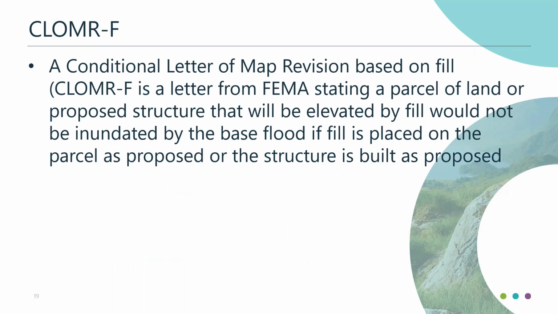A CLOMR-F is a conditional letter of map revision based on fill, similar to a LOMR-F. It's basically FEMA's statement that conditionally, if the fill was placed, this is what the outcome would be if it was actually built as proposed. Again, it's the same purpose. You go and place some fill in there, and you're trying to get that property or structure out. This is a way to get a conditional comment from FEMA to make sure that your outcome is going to be positive, so that you don't go and do those activities and then realize that it was done wrong.